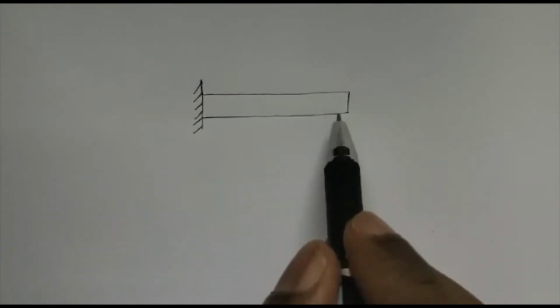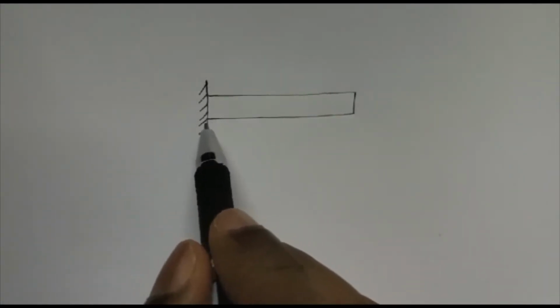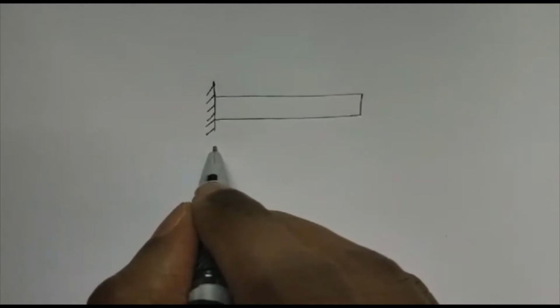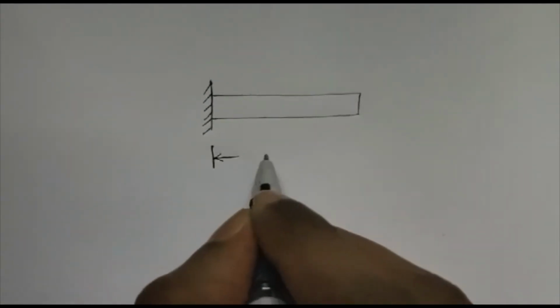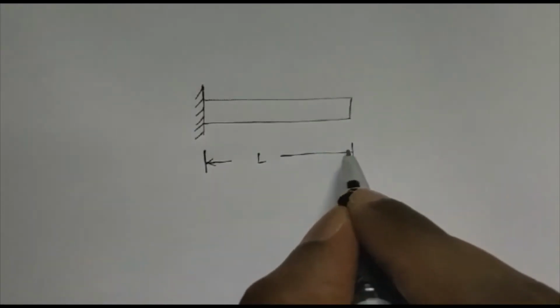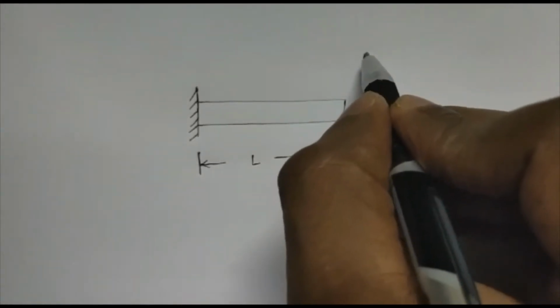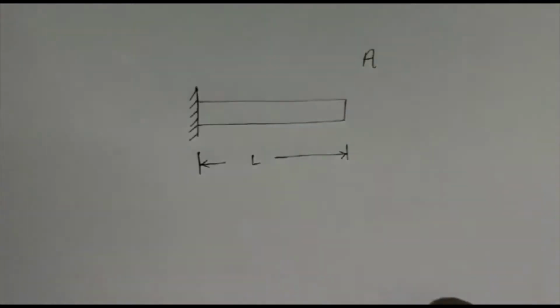So I have got a cantilever bar. One end of the structure is built into the wall, one end of the bar is encased into the wall. So let me define the geometric properties of this cantilever bar. This cantilever bar has got a length of magnitude L, and it has got a cross-sectional area of magnitude A. So length and the area are geometric properties.